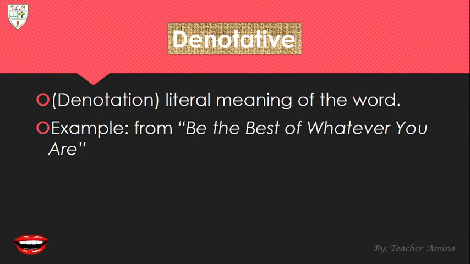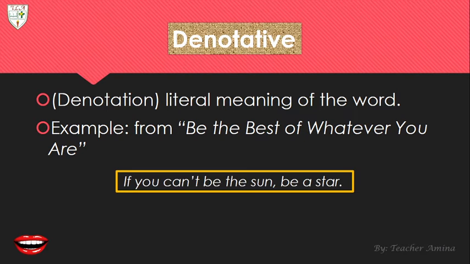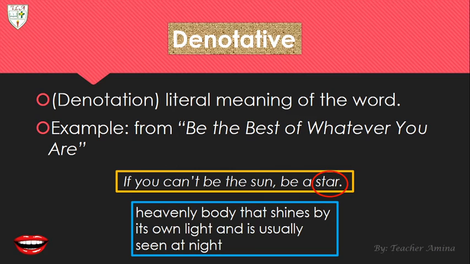Okay, example. From the poem that we read yesterday, Be the Best of Whatever You Are. So this line comes from that: if you can't be the sun, be a star. So what is the meaning of the word star? If it's denotative, meaning literal meaning, the literal meaning of star is a heavenly body that shines by its own light and is usually seen at night. So it's an actual star.